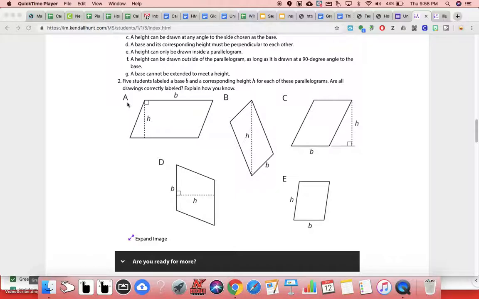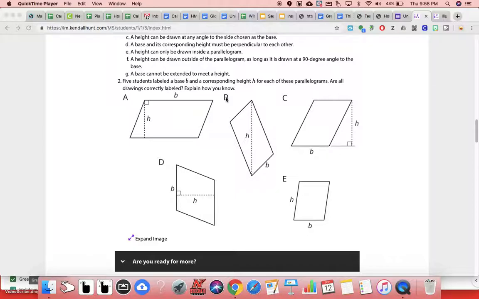Figure A is drawn correctly. How do I know this? For a couple of reasons. The base meets the height at a 90-degree angle. If I were to cut this height, I could slide it down and I would be able to make a rectangle.